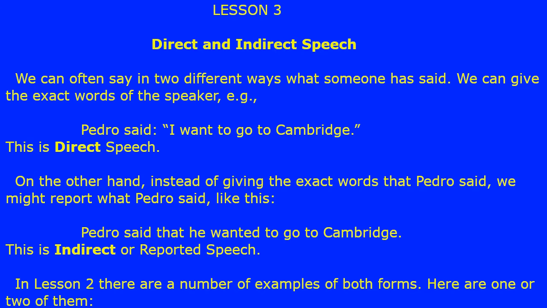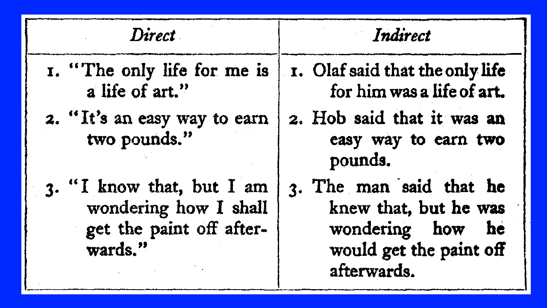In Lesson 2 there are a number of examples of both forms. Here are one or two of them. Direct. Indirect. 1. The only life for me is a life of art. 1. Olaf said that the only life for him was a life of art. 2. It's an easy way to earn £2. 2. Hob said that it was an easy way to earn £2. 3. I know that, but I am wondering how I shall get the paint off afterwards. 3. The man said that he knew that, but he was wondering how he would get the paint off afterwards.